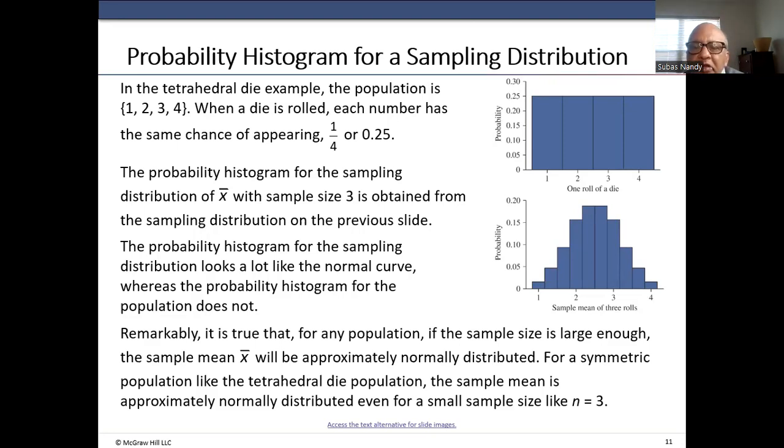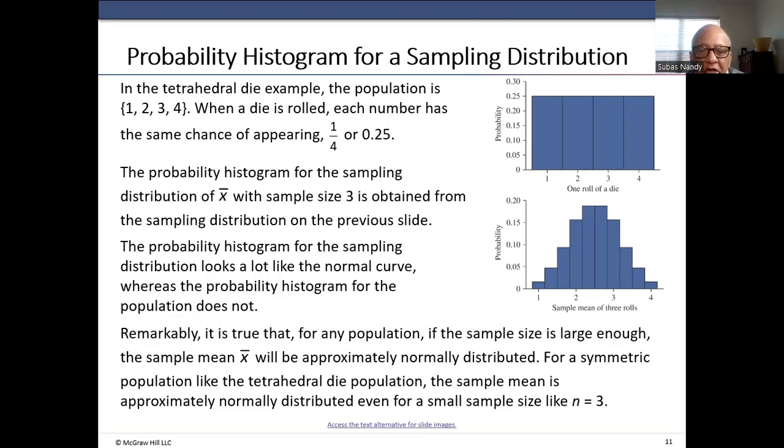Notice the population of the 4 numbers is a uniform distribution. But look at the bottom: the probability distribution of X bar, or sampling distribution of X bar, is almost bell-shaped. You can join the top of the bars and get a bell shape. The probability histogram for the sampling distribution of X bar with sample size 3 is obtained from the sampling distribution on the previous slide. The probability histogram for the sampling distribution, which is the second curve on the bottom, looks a lot like a normal curve, whereas the probability distribution for the population on the top is a uniform probability distribution.